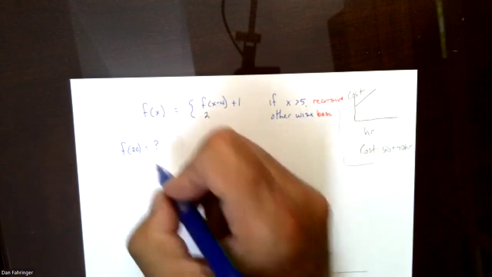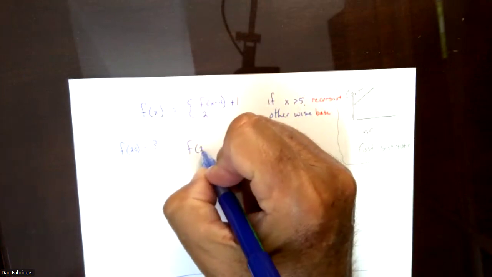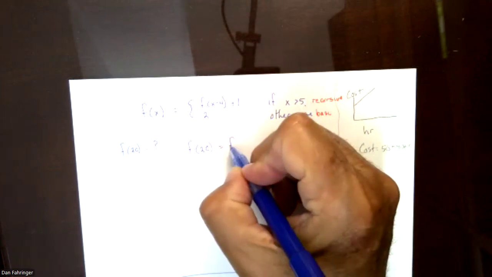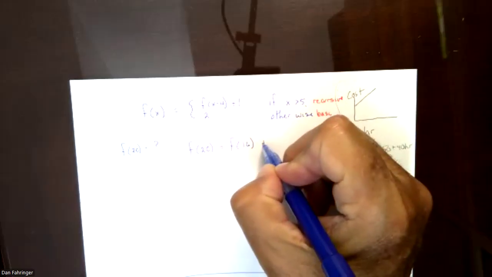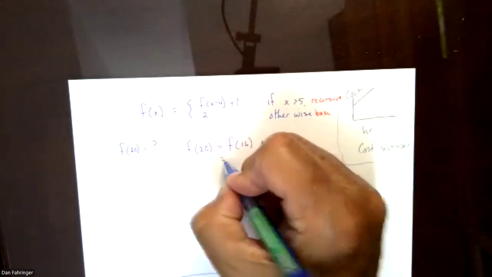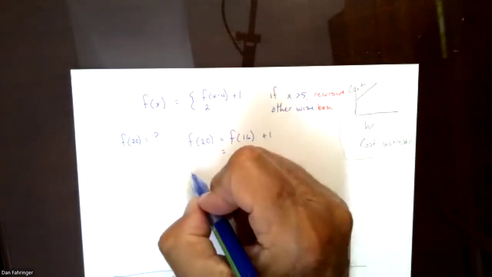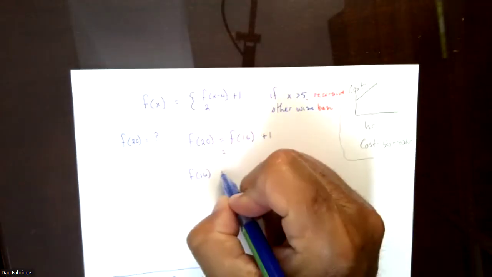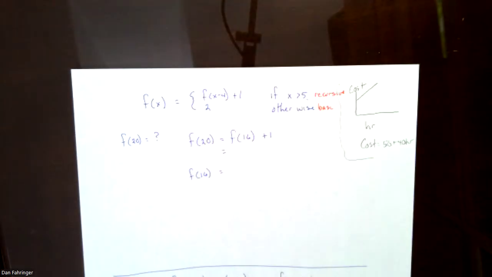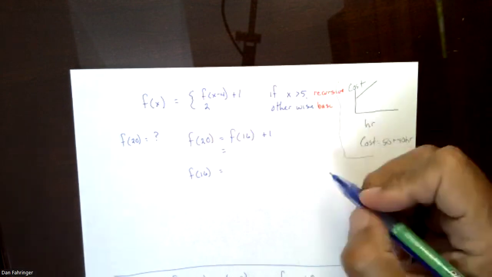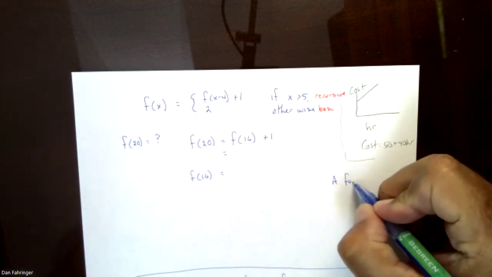And I'm going to say, well, f of 20 is going to equal f of 16 plus 1. Do I have a problem? Yeah, because I don't know what f of 16 is. So I'm starting to go down this rabbit hole until I hit a stopping point and then back my way out. Yeah, recursion. I have a function that calls itself. I should write that down. A function that calls itself.